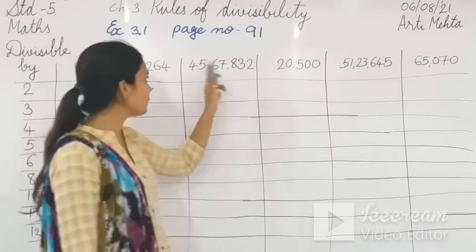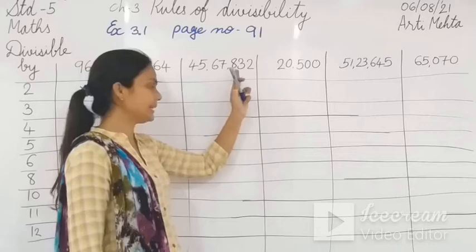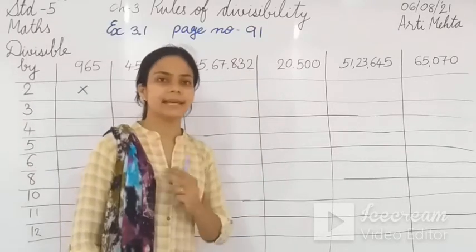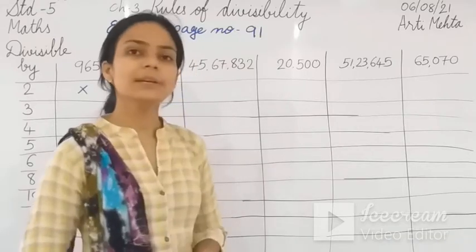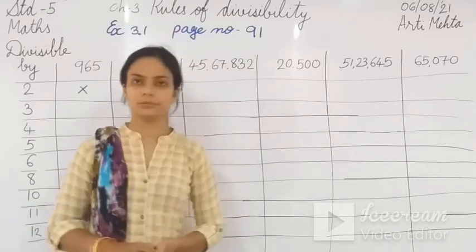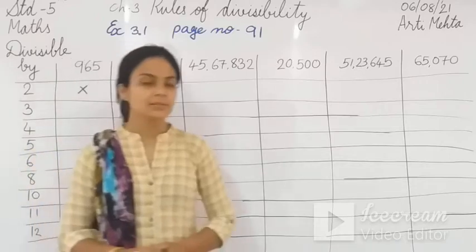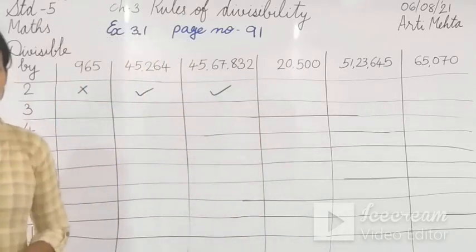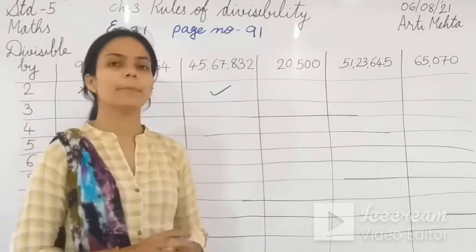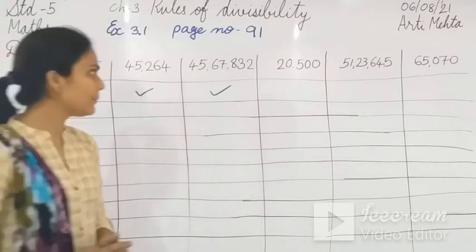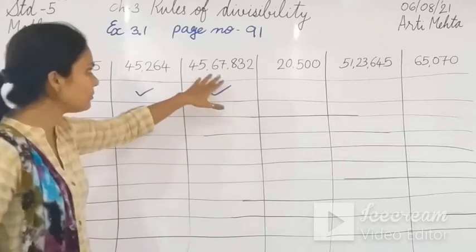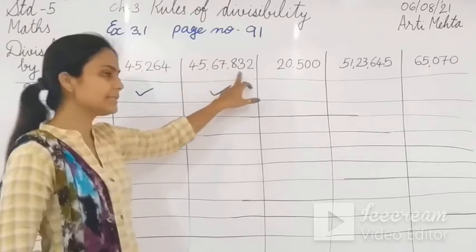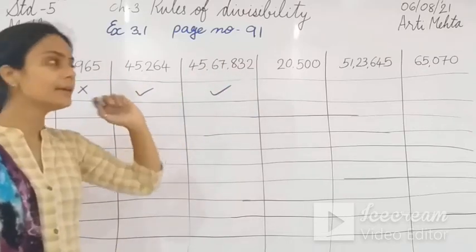Now here, 45,67,832. Here in the ones place there is 2. Is 2 an even or odd number? 2 is an even number, so we can divide it by 2. If the ones place is an even number, then we can divide by 2. It is the divisibility of 2. So the ones place is even, so this number is divisible by 2.